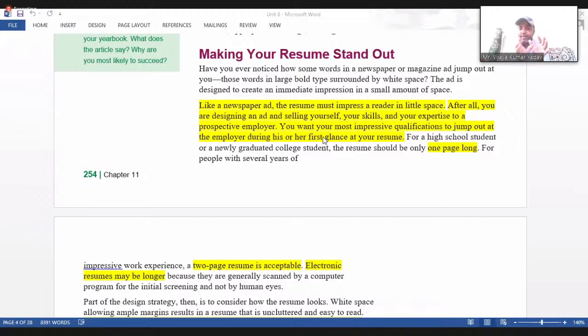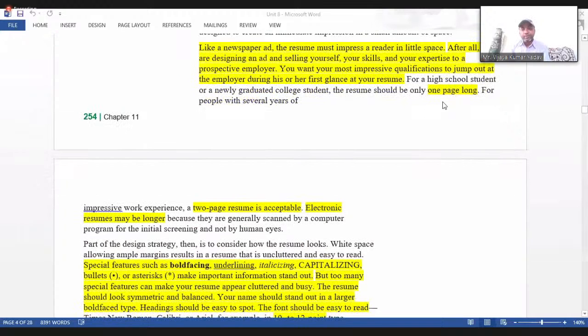So that's why it must be unique. It must be peculiar. You want your most impressive qualifications to jump out at the employer during his or her first glance at your resume. Whatever qualifications you have, you should present them in an impressive way so that it can easily impress the employer at the first glance. And a resume can be completed in 1 page, or it can also be completed in 2 pages.